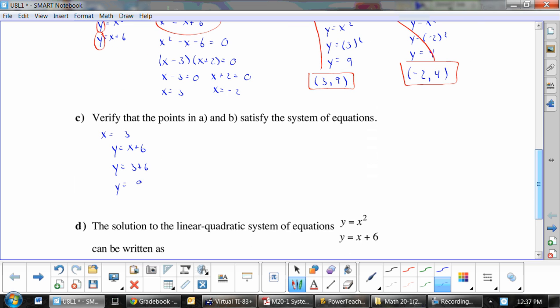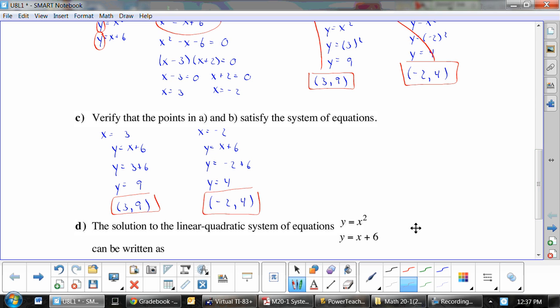And then we get y is equal to 9. So we get 3 and 9. And then we get -2 and 4. Okay, so you should always get the same answer when you verify. Okay, if you don't, check your math somewhere because it means a mistake was made somewhere along the line, whether it be in here, or maybe here, or even here. Somewhere a mistake was made. Okay, so flip the page.